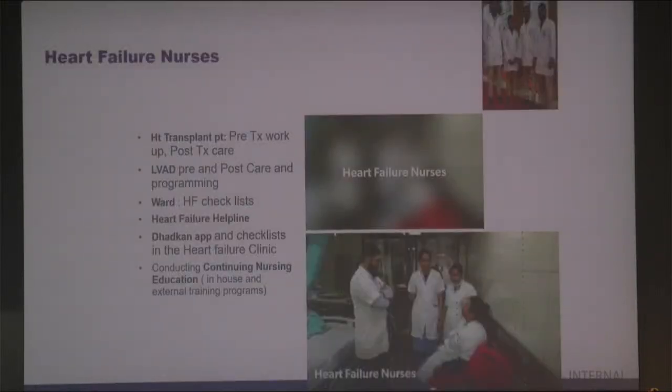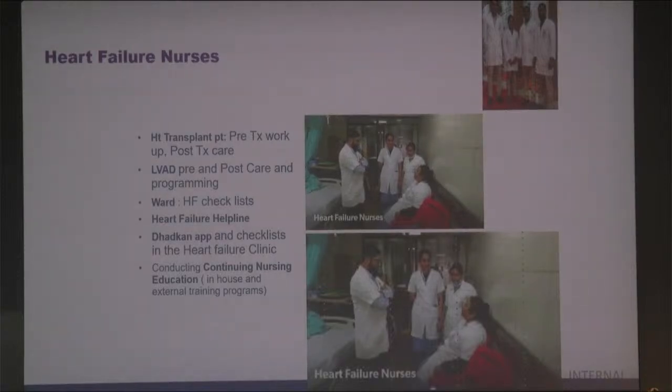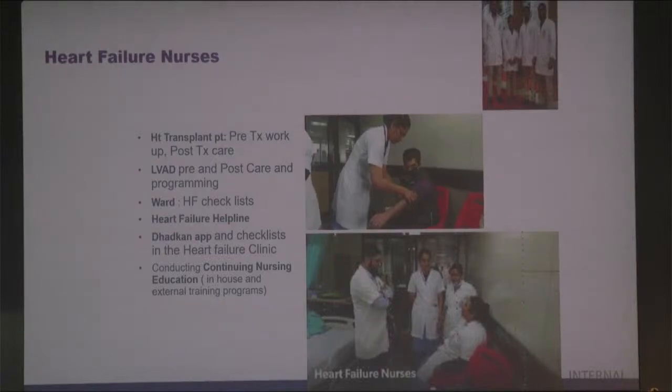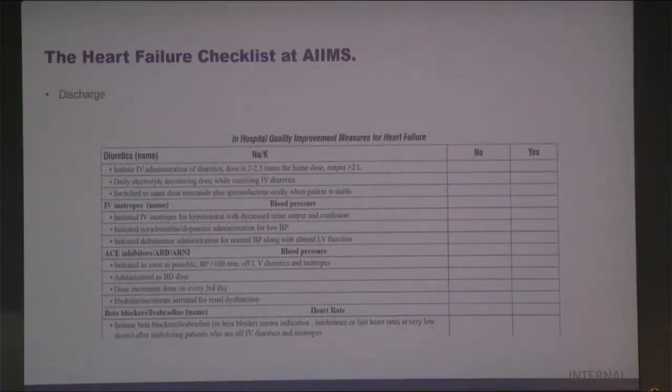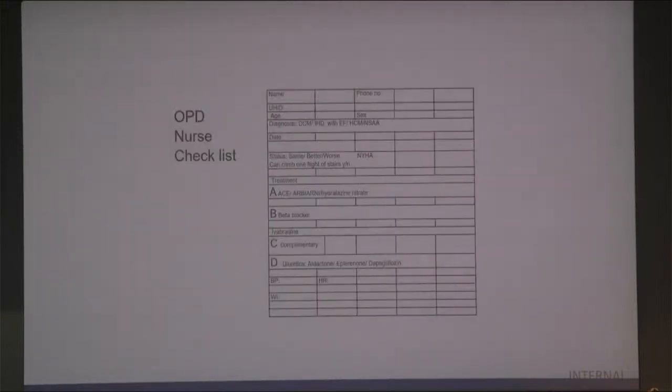We have fully trained heart failure nurses who run the transplant program, LVAD programming, heart failure clinics, the helpline numbers, they run the apps, the checklists. They also train other nurses. We have checklists from all aspects of patient contact in the ICU, at discharge. This is the OPD checklist. The moment patient comes, a simple checklist is implemented.